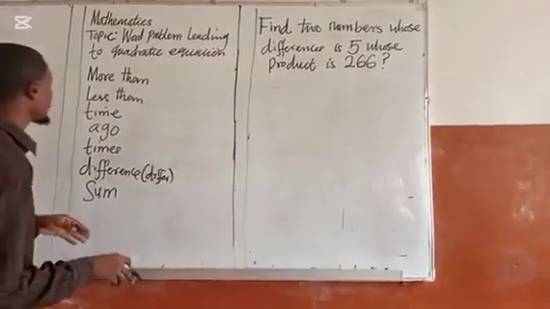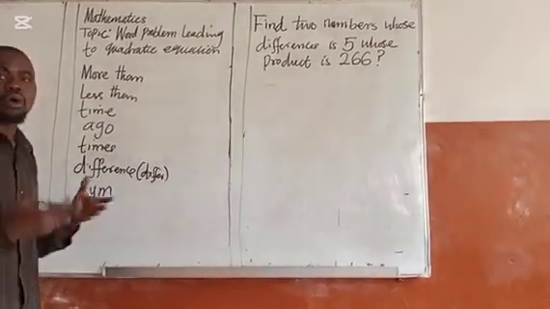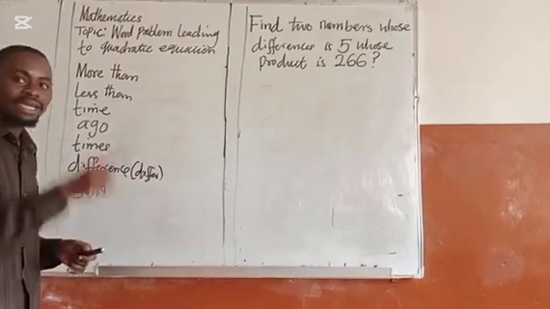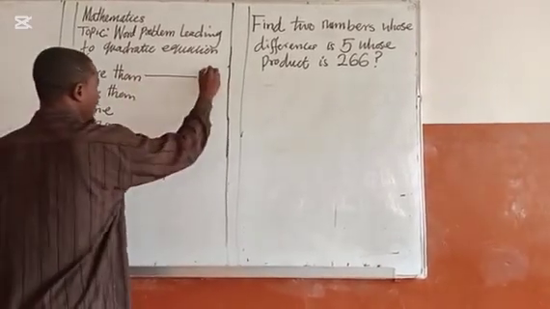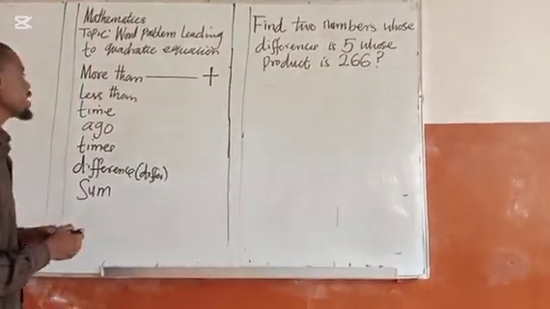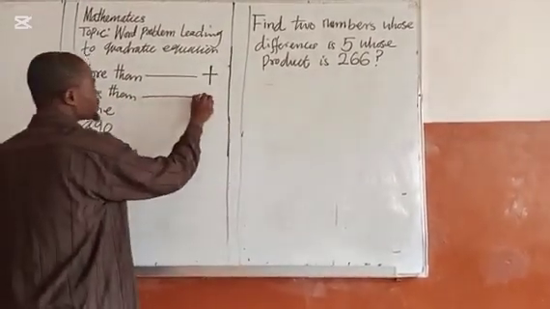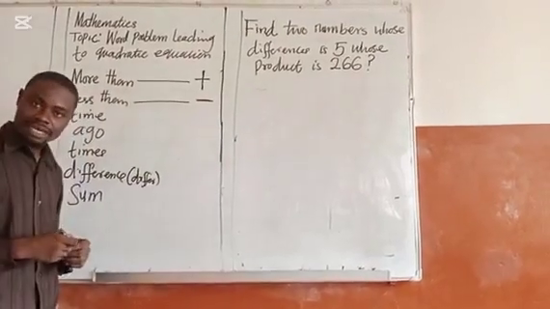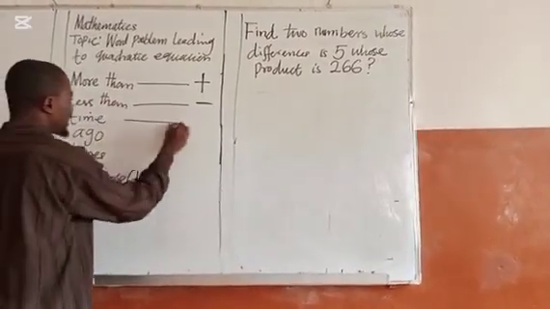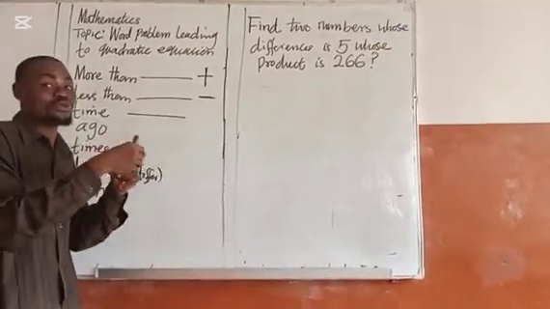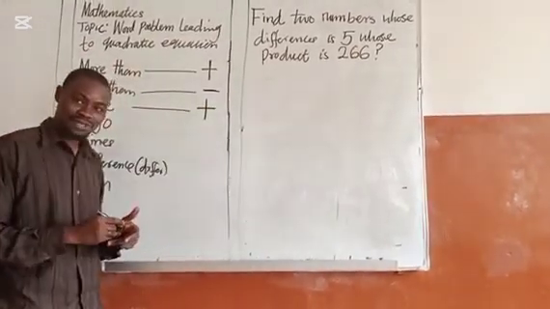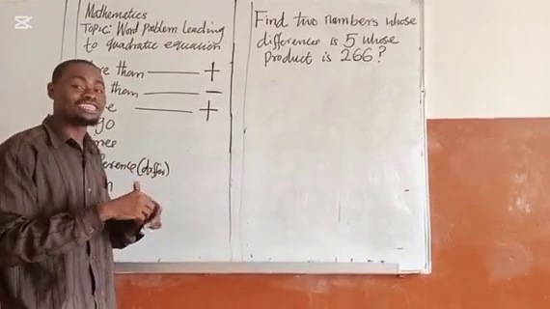The first thing I'm going to talk about today is: more than means addition. Please take note of that. More than means addition. Then less than means subtraction. And time. You see time. The time you used to know, but in mathematics, time means addition. Like 2 years' time means addition of 2 years.